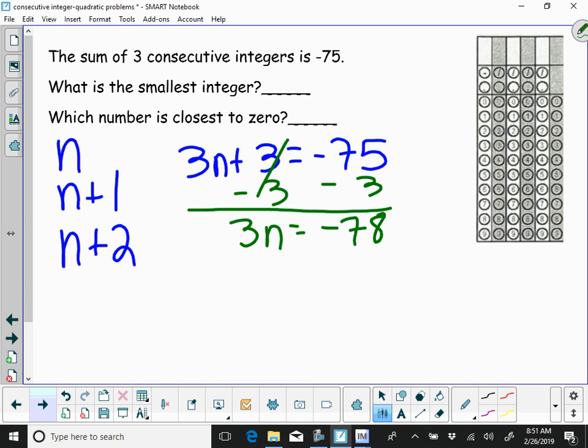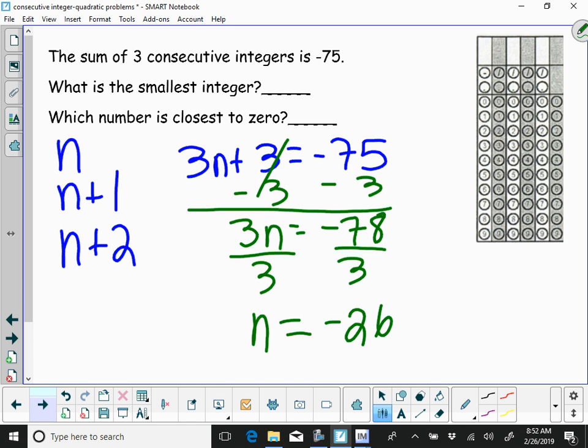I didn't see the negative either. I thought it was attached to it. All right, and then divide by 3, and n equals negative 26. It's not the 25, it's 26. Negative.